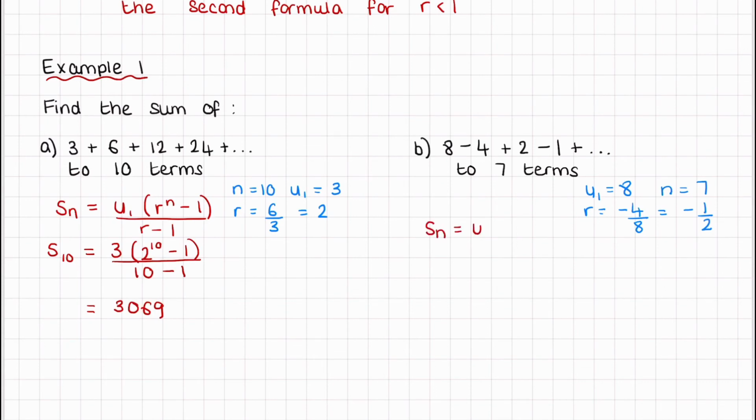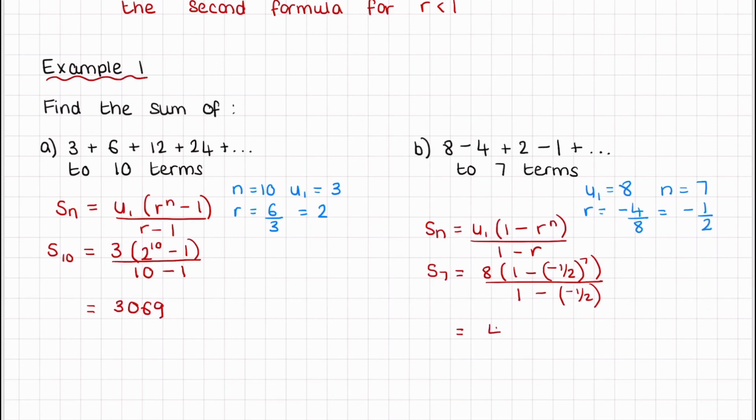So Sn equals U1, open brackets of 1 minus R to the power of N, divided by 1 minus R. Put all our information in. So we want S7 equals U1, which is 8, 1 minus R, which is negative a half, to the power of N, which is 7, all divided by 1 minus negative a half. If you want, you could simplify this down. You don't need to, but if you put that straight into your calculator, you will end up with 43 over 8. So just be careful with these ones, with your negatives, making sure you have brackets in the right place, etc.